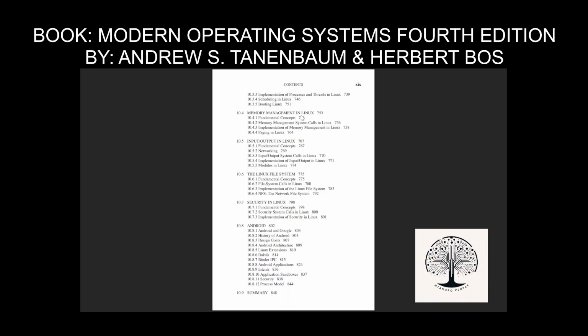We'll also look at memory management in Linux. We look at fundamental concepts. We look at memory management system calls in Linux. We look at implementation of memory management in Linux. We look at paging in Linux.